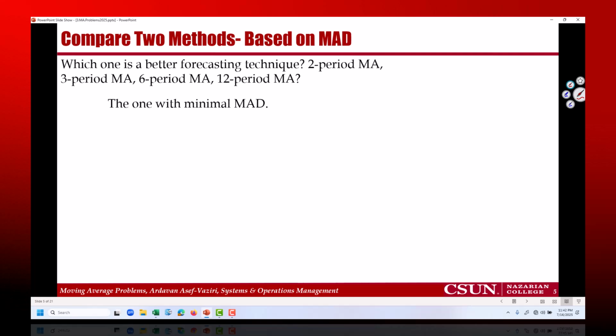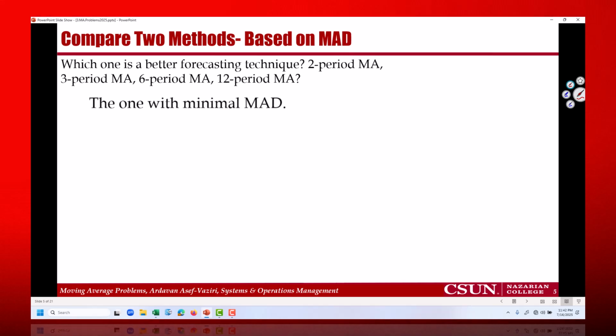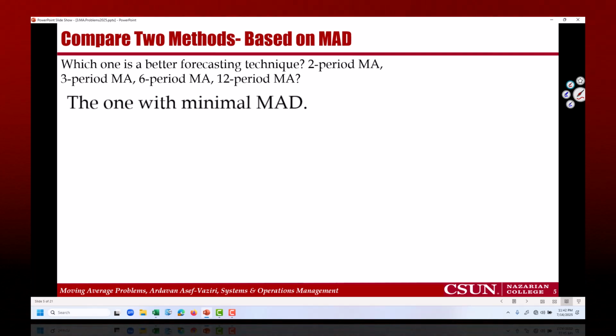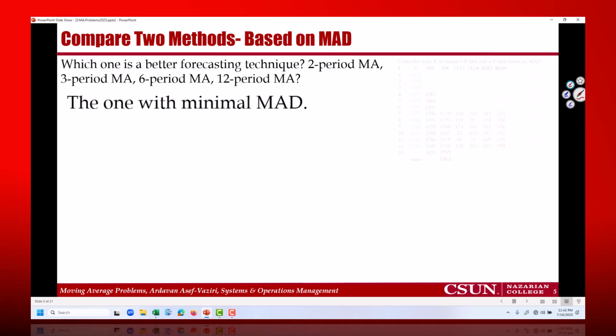Which one is a better forecasting technique? A 2-period moving average, 3-period, 6-period, 12-period moving average? Which one is better? We don't know. The one is better which minimizes our MAD.